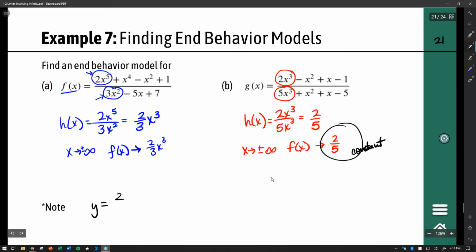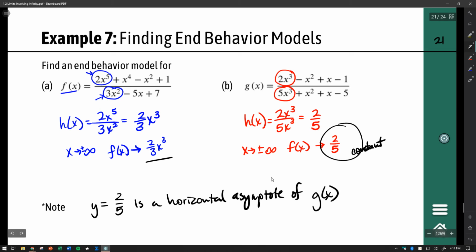then y equals 2/5 is a horizontal asymptote of the function in B, or it might make more sense to say it is the horizontal asymptote of g of x. Was there a horizontal asymptote on f of x? There was not, because if we go towards infinity here, this is going to continue to grow without bound. It's because we got a constant value here that we see a horizontal asymptote.